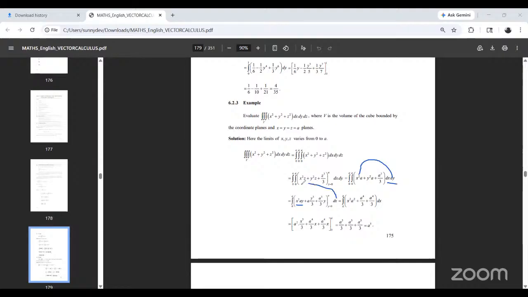Now at the last, we have to do the integration with x. That becomes x cube by 3, next a power of 4 by 3 into x, next a power of 4 into x. Now apply the limits 0 to a. That becomes a power of 5 by 3, a power of 5 by 3, and a power of 5 by 3. So that is nothing but 3 a power of 5 by 3. The 3 gets cancelled and we are getting a power of 5. Okay, this is the thing.